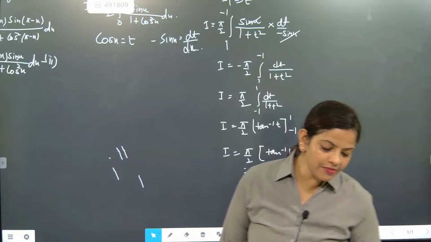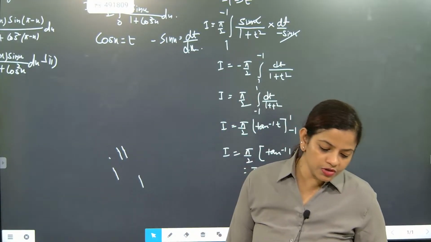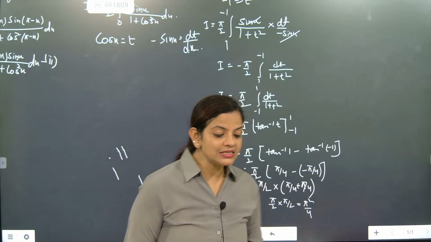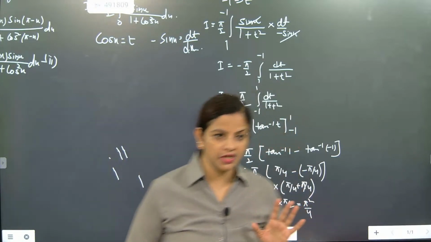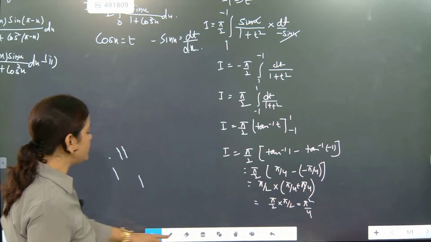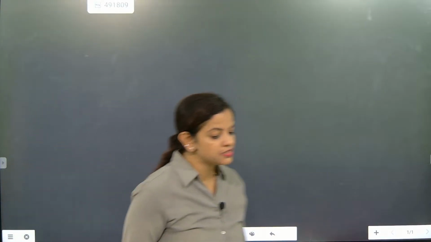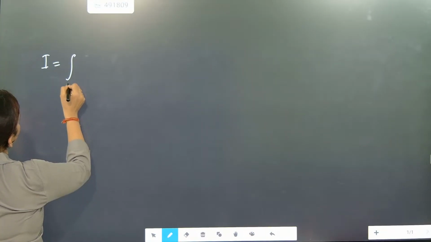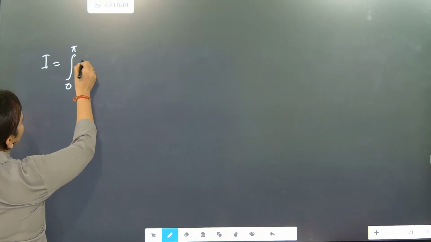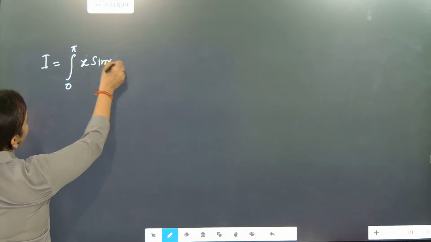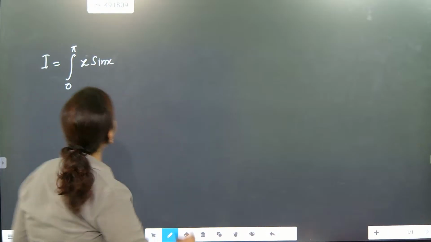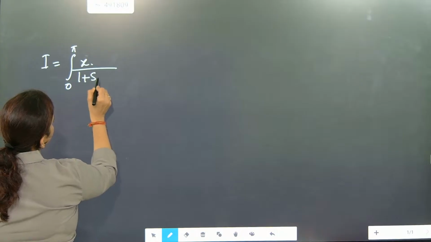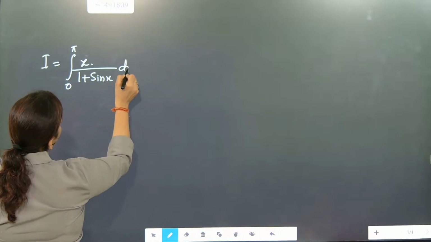This question came in the board exam nearly six times. Same property based. Last year it came, 2022, 2023. Your question is I is equal to integral from 0 to pi of x sin x. Please check this one out. Sorry, x by 1 plus sin x, x by 1 plus sin x dx.